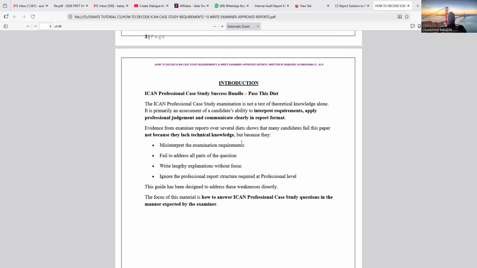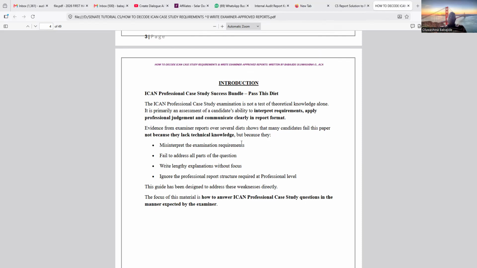Evidence from examiner reports over several diets shows that many candidates fail this paper, not because they lack technical knowledge. It's not that you failed that particular exam because you don't know what you are doing, or that you don't know anything at all. No, it's not that they lack technical knowledge, but because they misinterpret the examination requirement.